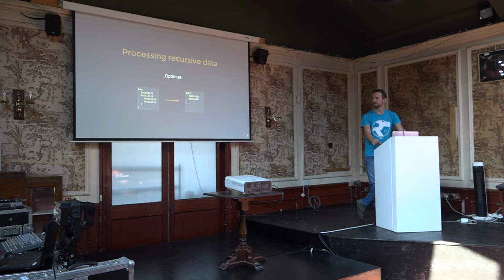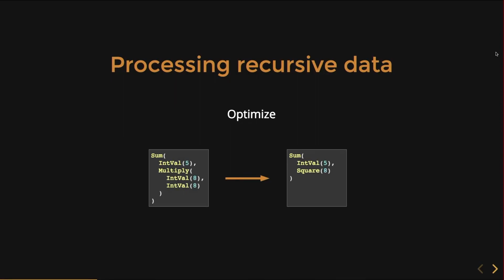We can optimize data structures. So we have a recursive expression. It's an arithmetic expression, a sum of an int value of 5 and a multiplication, which is a deeper nested structure of 2 int values of 8. And we can use recursion schemes to transform, to optimize this and represent the multiplication as a square, for example.